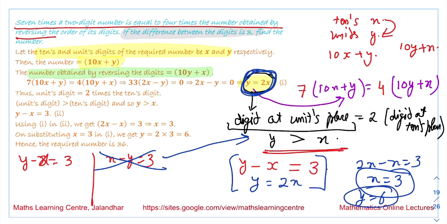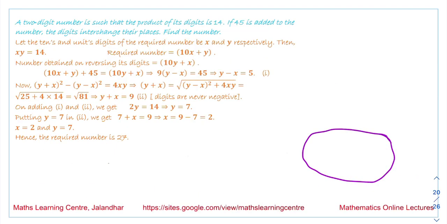So the digit at the units place is 6, and the digit at the tens place is 3. So the required number is 36.